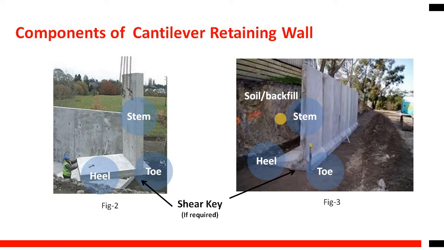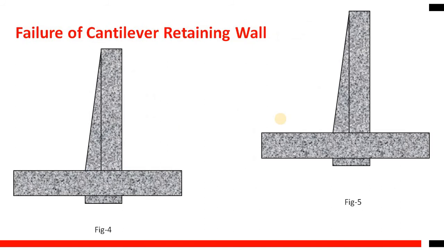So let us move ahead. Here you will see the different failures of the cantilever retaining wall. In figure number 4 you can see the failure due to sliding. Here is the portion of the soil, or backfill, and due to the backfill, pressure will act on this face, which will try to force the retaining wall in the left direction.